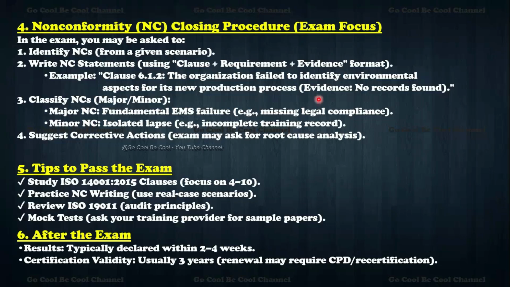Classify NC. My dear friends, please understand, like major, minor. Major NC is a fundamental EMS failure, especially one damaging the total environment, missing of legal compliance and everything. Minor NC is an isolated lapse. Example, incomplete training record, something like that, which is not damaging the environment, but it will damage in a future manner. But during the process, in case of any damages, you can write it as minor NC.